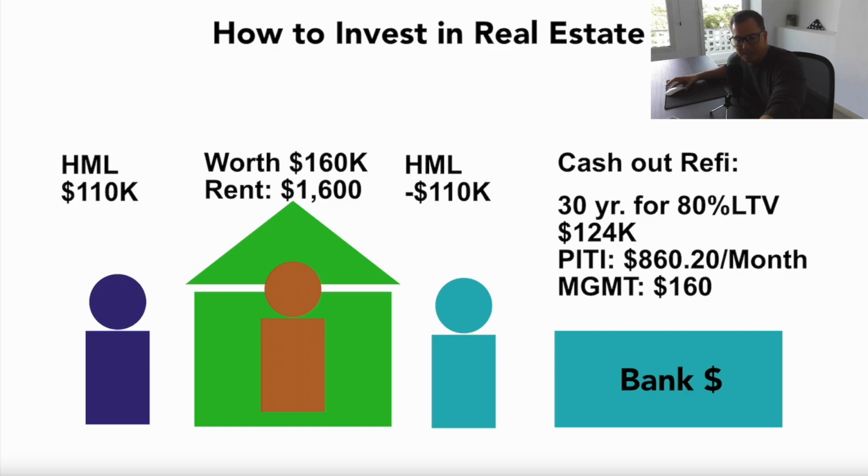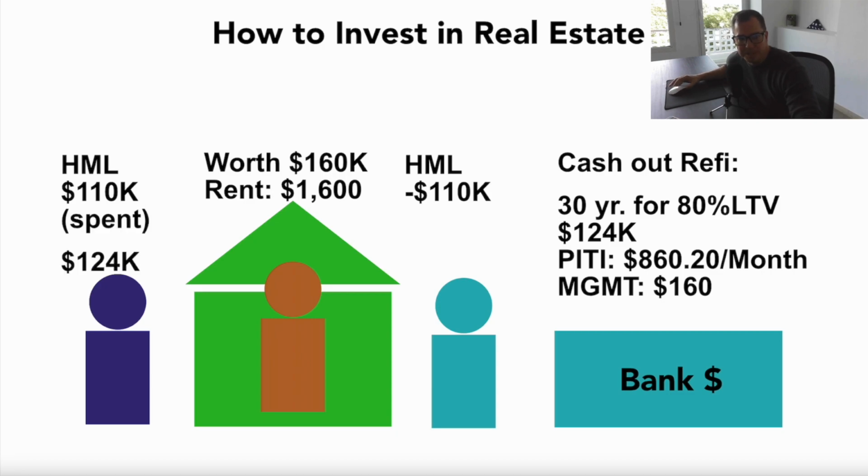Guess what? You also now have a mortgage. So this PITI is basically your payment, your insurance, and your taxes, all kind of in one fee. You're going to be paying on something like this $860.20 each month. And then you'll have a property manager that'll cost you about $160 a month. Again, that's not an issue because you are actually bringing in $1,600 of rent. So you don't really worry about that.